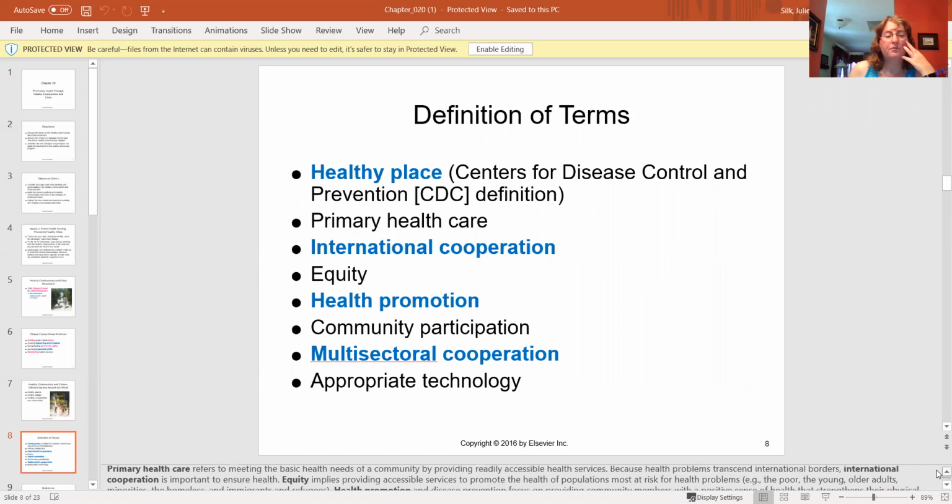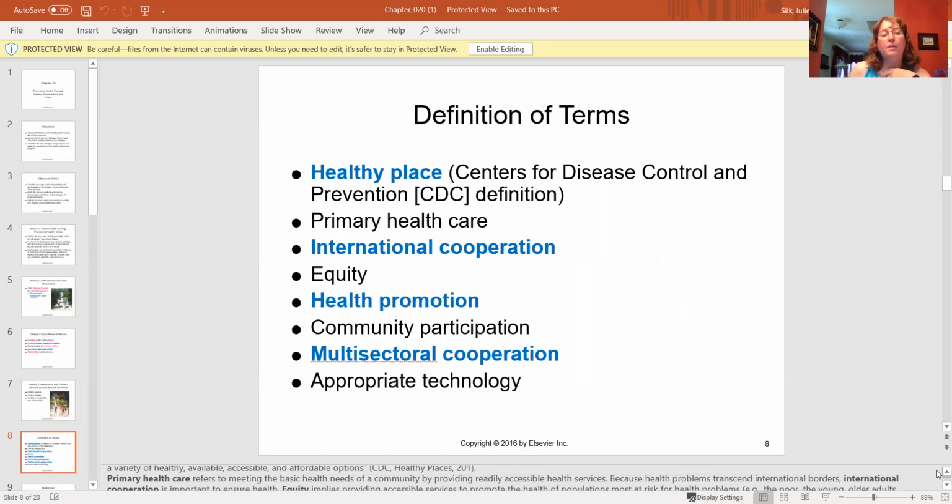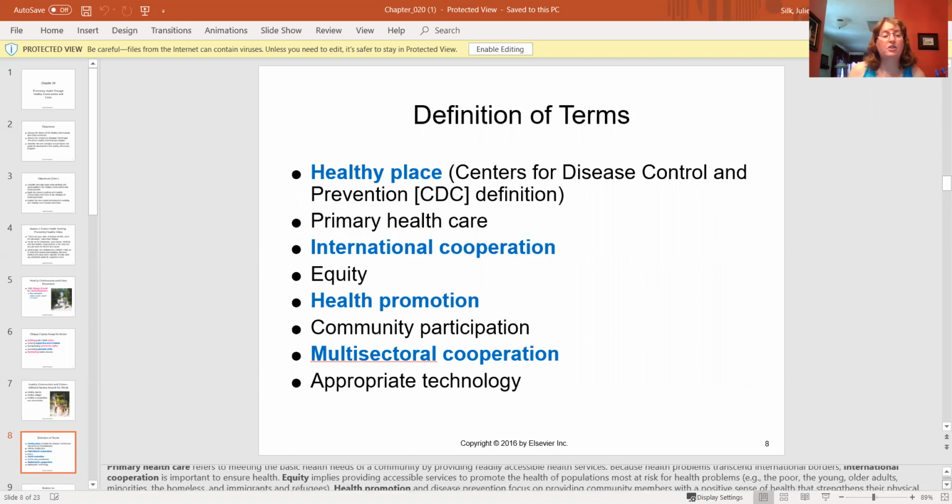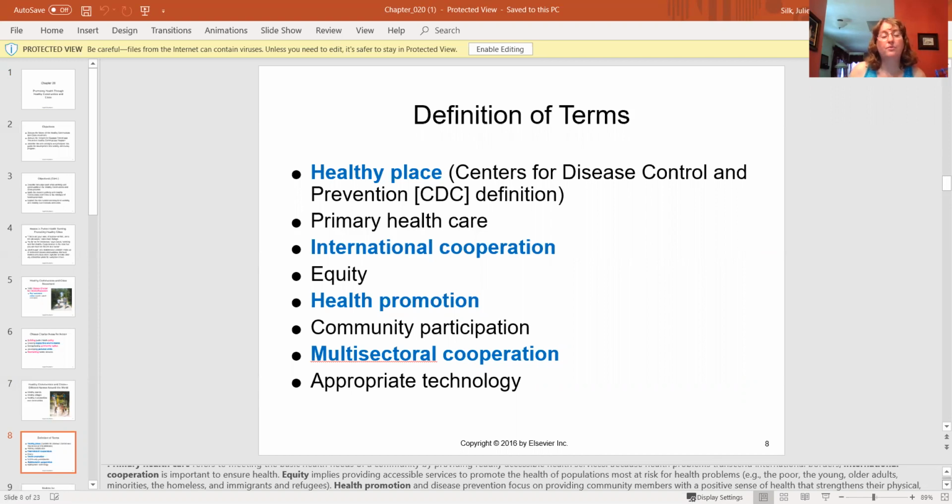Primary health care refers to meeting the basic health needs of a community by providing readily accessible healthcare services, because health problems transcend international borders. International cooperation is important to ensure health. Equity implies providing accessible services to promote the health of populations most at risk for health problems. So, for example, the poor, the young, older adults, minorities, homeless, immigrants, and refugees.